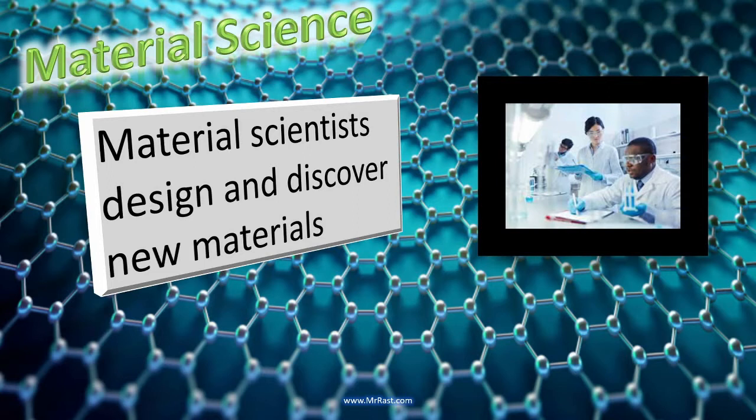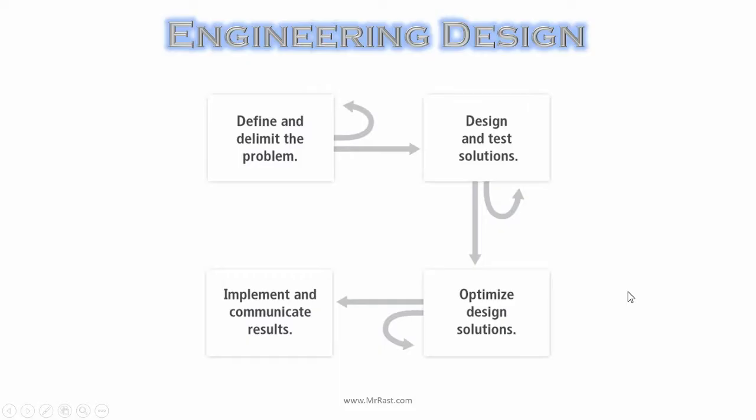They take this knowledge to devise ways to strengthen existing materials, combine different materials together, and engineers then select from these materials on what would be the best choice to make the design that they need. When engineers are deciding which materials to pick, they're going to use this model here, the engineering design model.